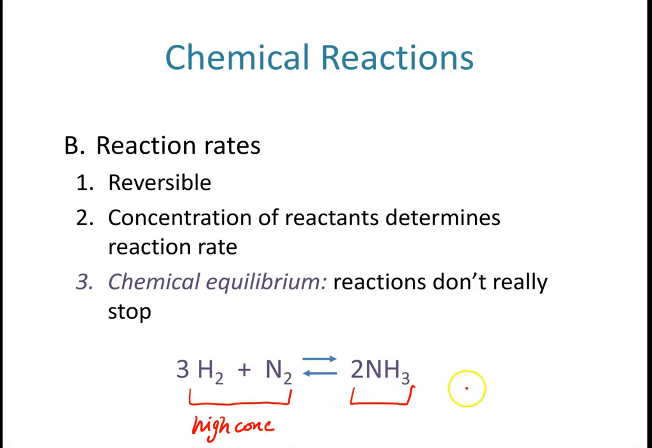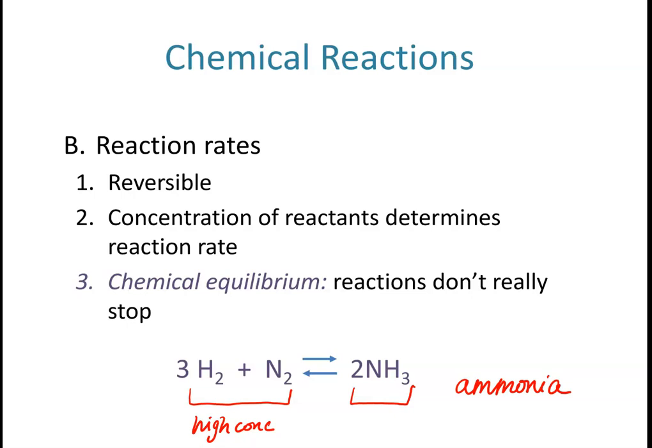And NH3 is ammonia. As the concentration of NH3 or ammonia increases, there's going to be less hydrogen and nitrogen to encounter one another. So it's going to be less likely that you're going to produce more ammonia. And that causes the reaction to slow down a little bit.